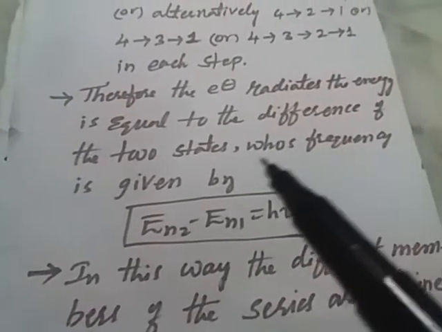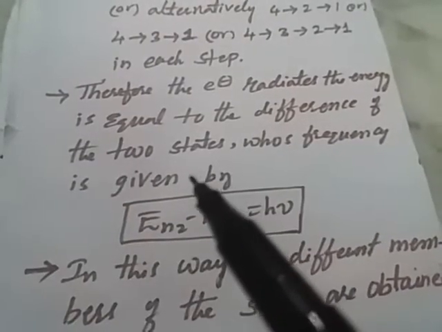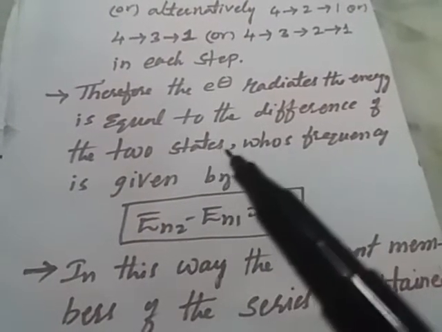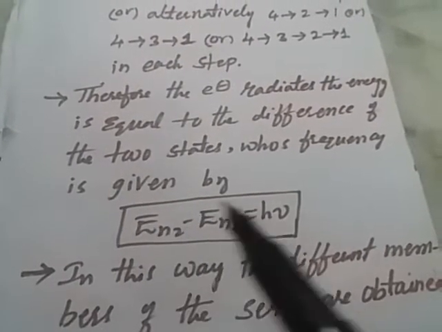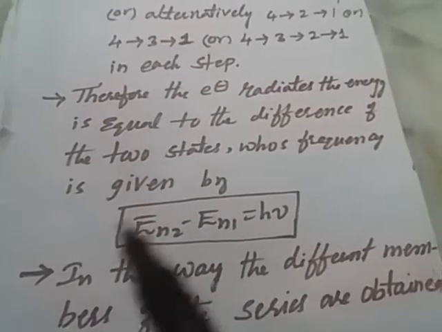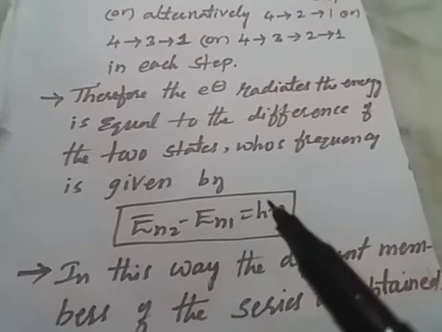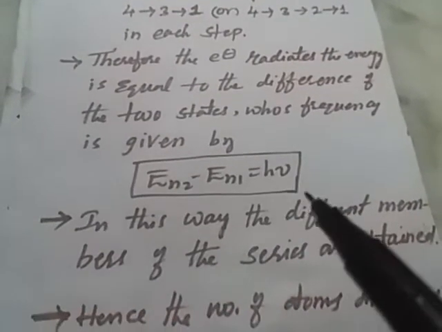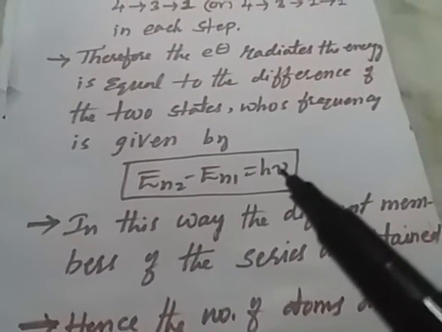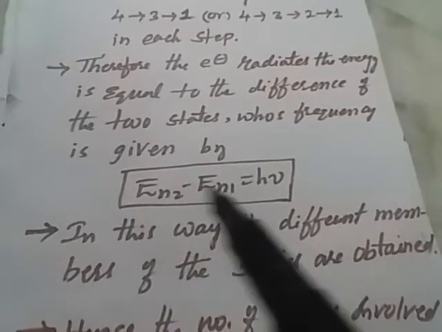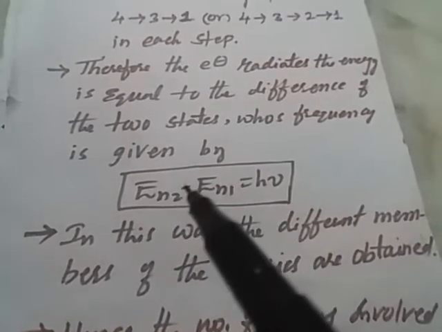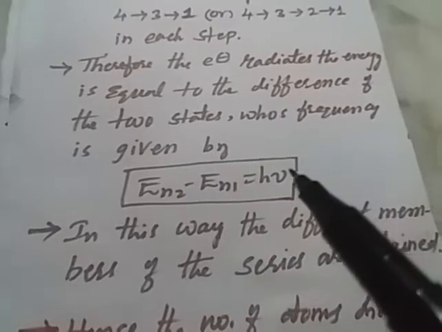So radiation is produced, or energy is emitted, because of the difference between the two energy levels, higher energy level minus lower energy level, equal to h nu, the frequency of an electron. This indicates the radiation or emitted energy of the photon.